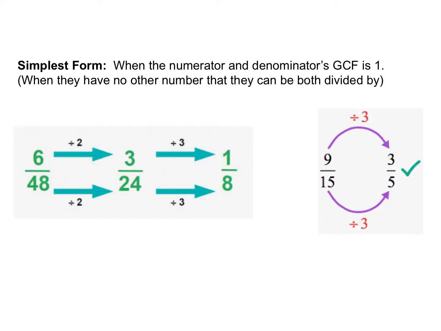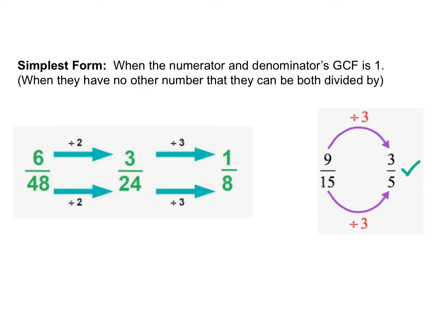Another vocab word and some examples to write down are simplest form. This is when the numerator and denominator's GCF, or greatest common factor, is 1. So the only number that they can be divided by then is 1. When they have no other number that they can both be divided by, that's when we know a fraction is in simplest form. So a couple examples, copy them down.